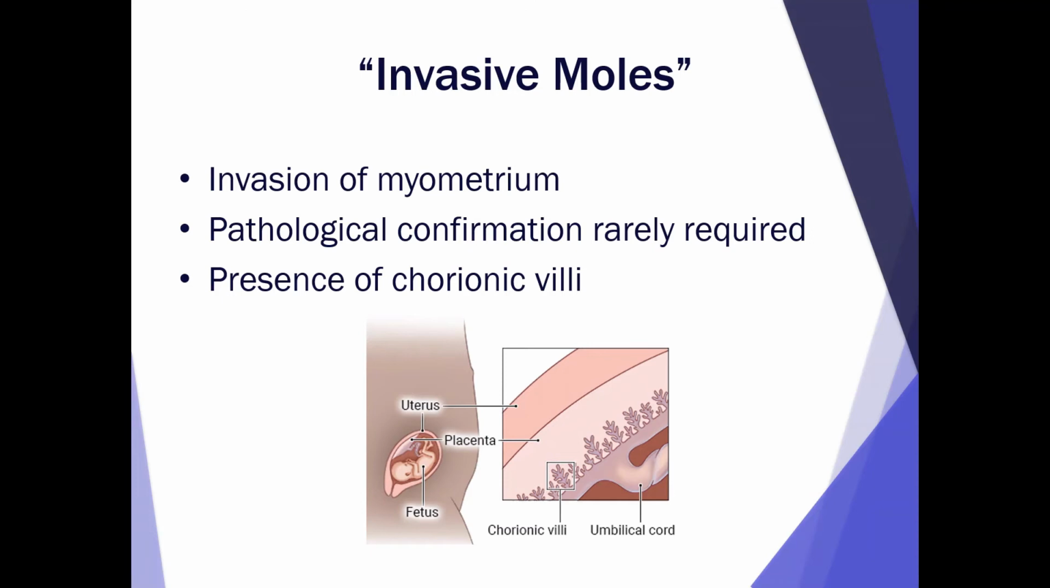Now, invasive moles describe the condition where a complete or, less frequently, a partial mole invades the myometrium. It's clinically identified by a persistently elevated, or in fact rising, level of HCG following uterine evacuation and also an abnormal uterine ultrasound scan. A pathological confirmation is rarely required, but in cases where histological information is available, the invasive mole can be distinguished from gestational choriocarcinomas by the presence of chorionic villi.